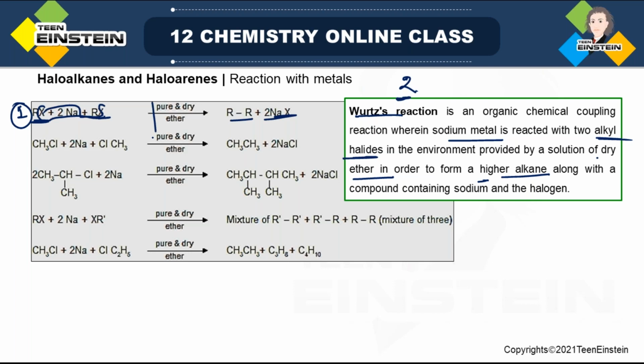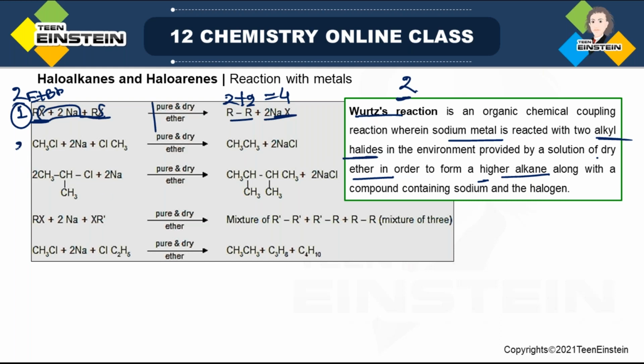Here also the solvent should be free from moisture. And see here, initially if it is, suppose, EtBr, then 2 Et attached. So initially it is 2 carbon, but now 2 carbon plus 2 carbon, total 4 carbon. So you are getting higher alkane. You have started with haloalkane, but after reaction, you are getting alkane because halogen is removed along with sodium.